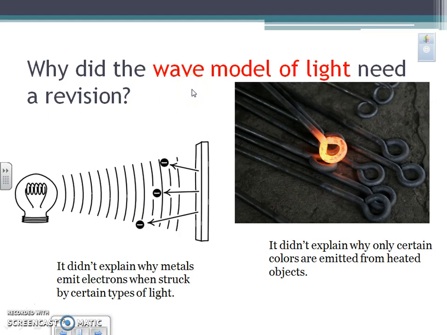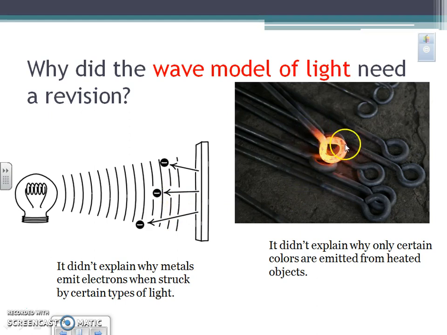Alright, so there's a wave model of light. Light is part of the visible spectrum, and it is an electromagnetic wave. So why did the idea need to be revised? There were two things that made it have to be revised. One is kind of complex. It's called the photoelectric effect. It's where metals emit electrons when they're struck by certain types of light. When metals are struck by a light with enough energy, electrons can move off of those metals, and the wave model of light didn't explain why that occurred.